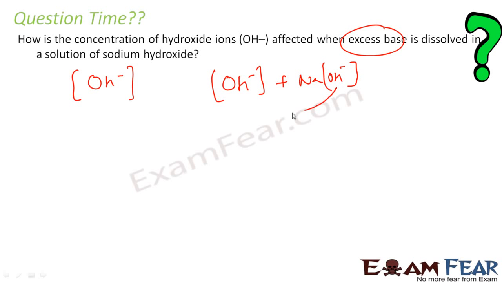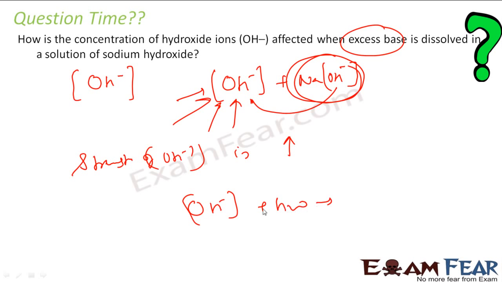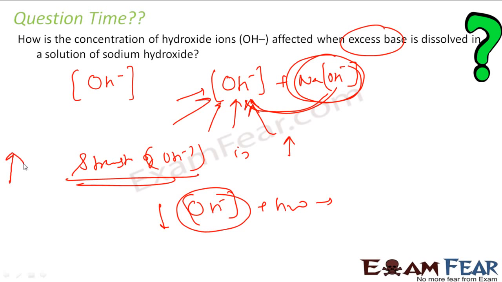So what I'm doing is I'm pumping in more and more hydroxide ions, and thus the strength of OH- in this case is increasing. Why? Because I'm pumping in more hydroxide ions. It's not the same as adding to water. When I add water, I am not pumping in hydroxide ions, and my concentration will go down. But in this case, I am pumping in more and more hydroxide ions, so the strength of hydroxide ion is increasing.